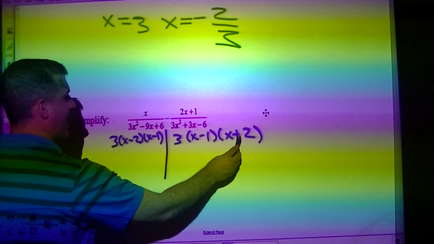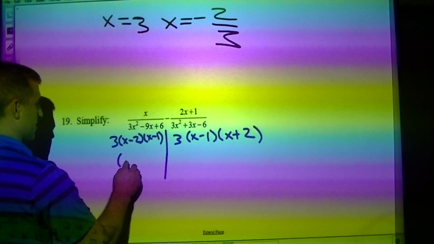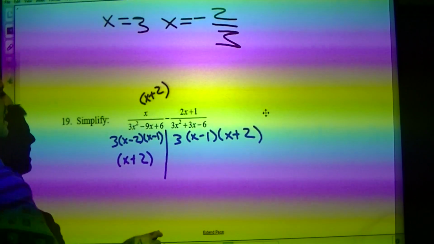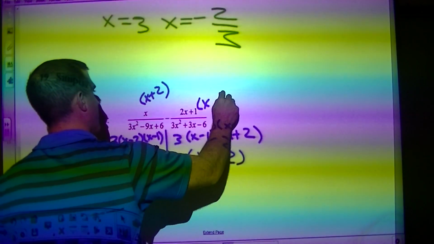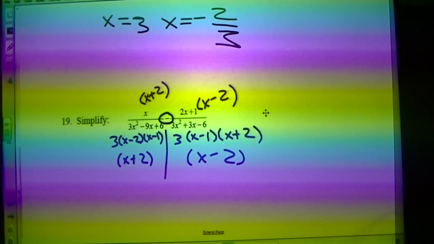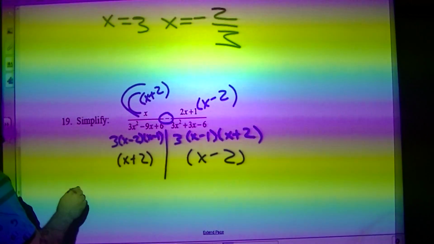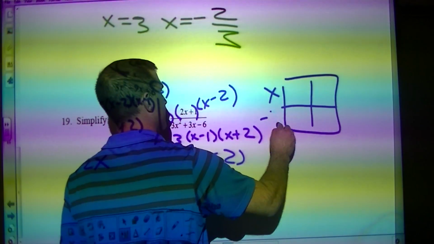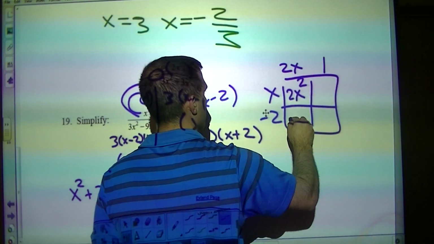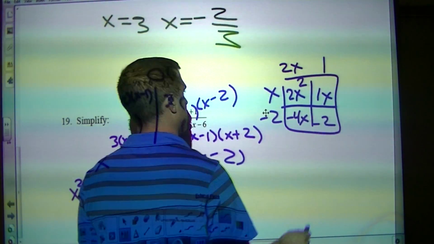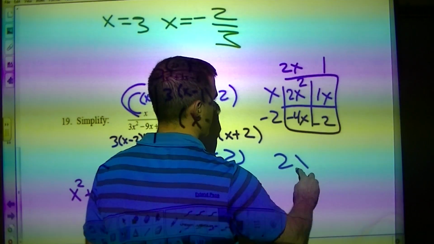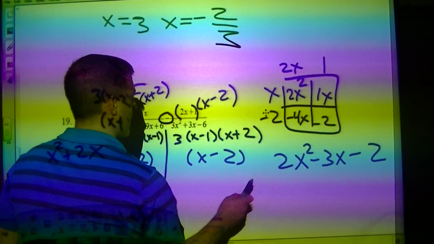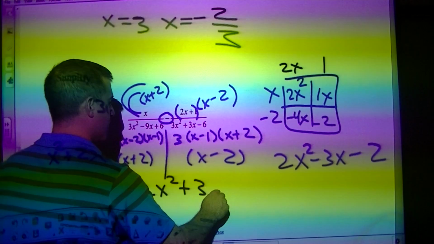Now, what is this side missing that this one has? Well, this needs an x plus 2 here, and I need to multiply up top by x plus 2. This one's missing an x minus 2, so I've got to multiply those. We'll deal with that negative in a second. That gives me x squared plus 2x. This one I'm going to have to multiply with boxes. And what I got there is 2x squared minus 3x minus 2 for multiplication. Since that's a negative, that's going to change all of those signs.